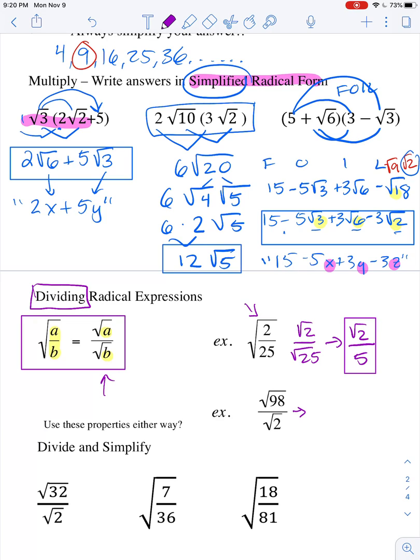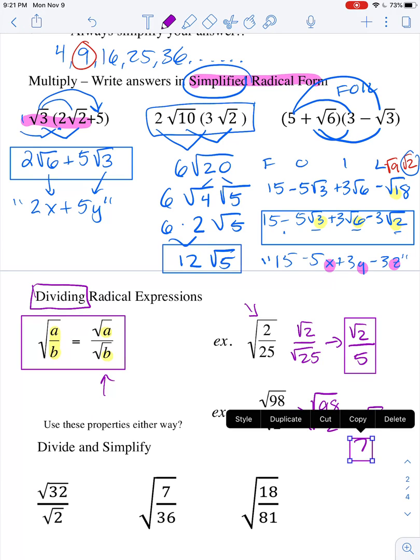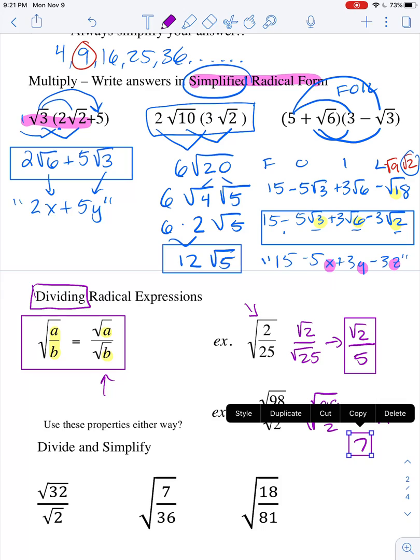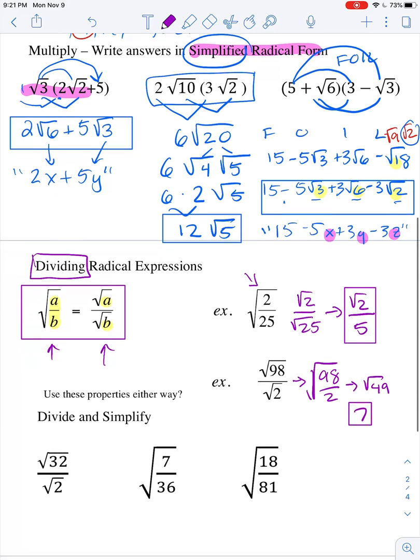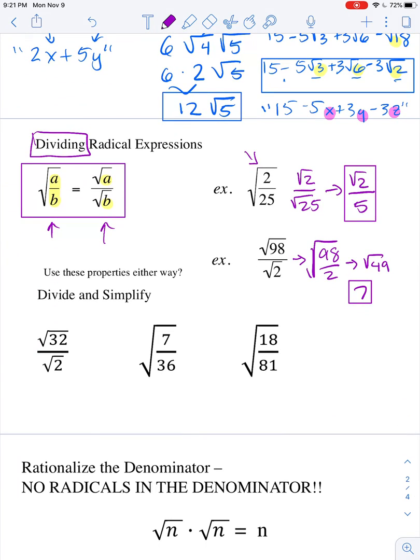Here, this looks complicated, so I change it to the other form, because if I think of it as this fraction divided first, then I can see that 98 divides by 2 to become a 49. And the square root of 49 is going to be just a 7. So you have to kind of use some common sense and practice a little bit until you feel like you can say, oh, this is going to serve me better, or this method is going to serve me better.